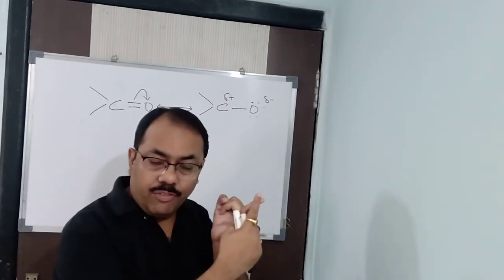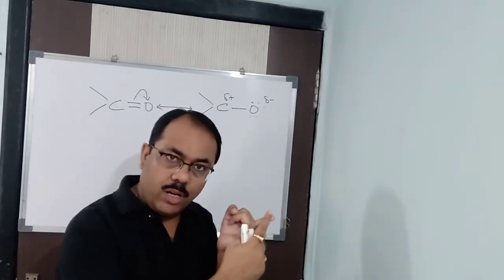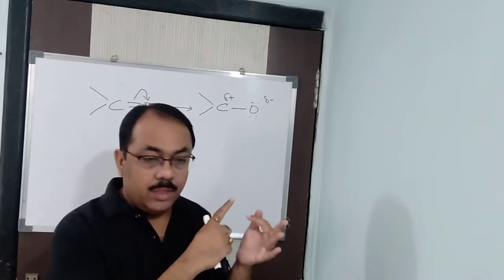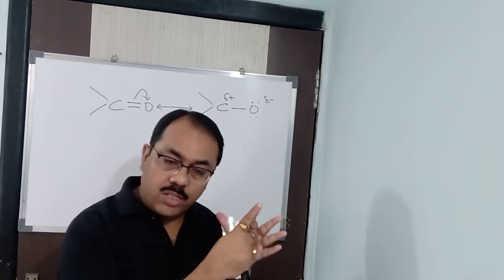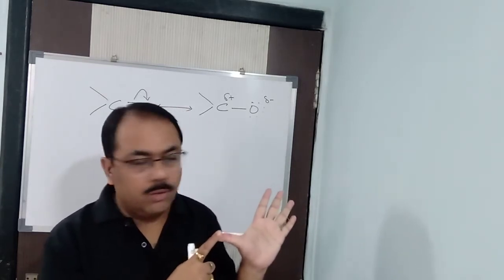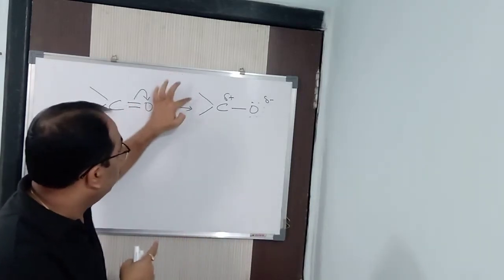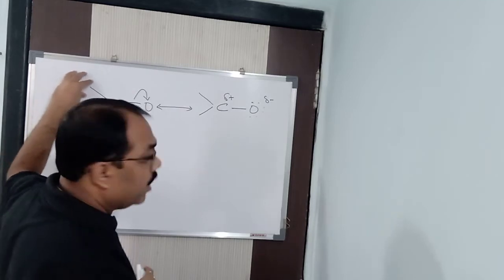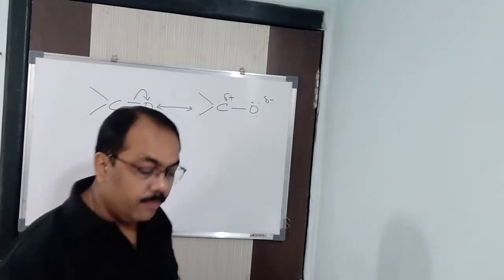Number 2, nucleophilic addition reaction with elimination of water. Number 3, it undergoes reduction reactions. Number 4, oxidation reactions. Number 5, reaction due to the alkyl group. Of course, the alkyl group will be here. If it is a ketone, two alkyl groups will be here, and if it is an aldehyde, one alkyl group will be here. The reaction due to the alkyl group.